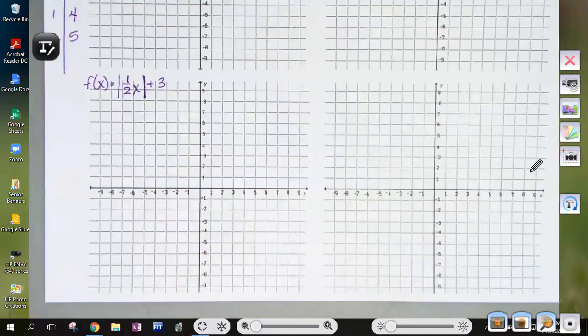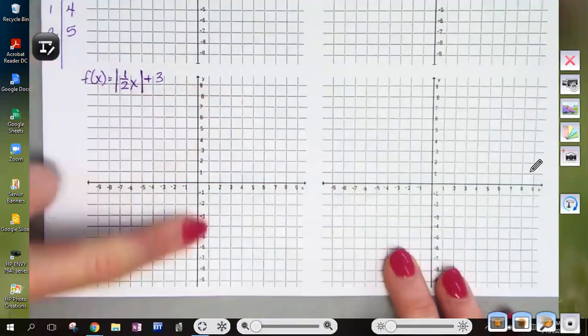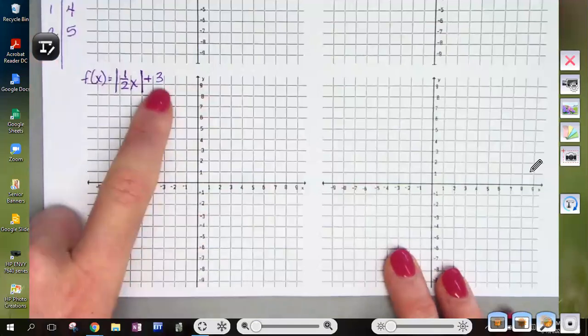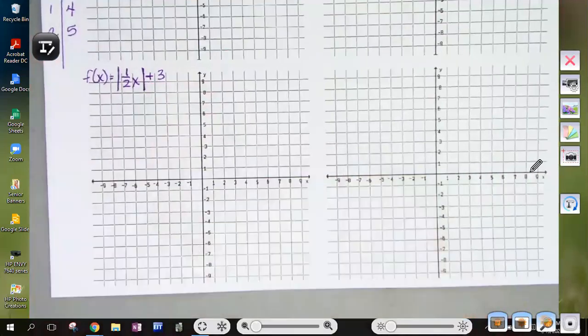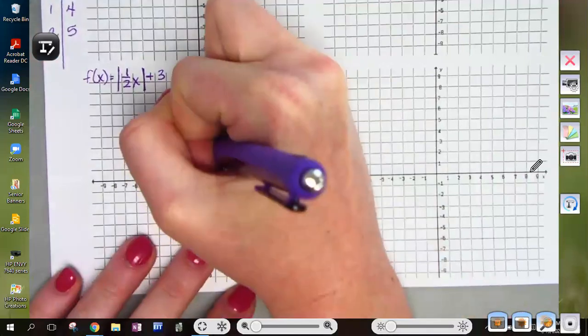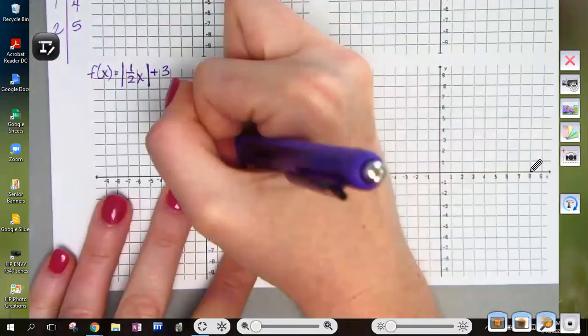If it is on the outside of the absolute value, where is my vertex moving? Up and down, across the y, so it's moving along my y-axis. Where's the vertex going to go? It's going to go to positive 3. When it's on the outside, you do exactly what the operation says. Now that's where the vertex will be, so you can go ahead and graph that point.